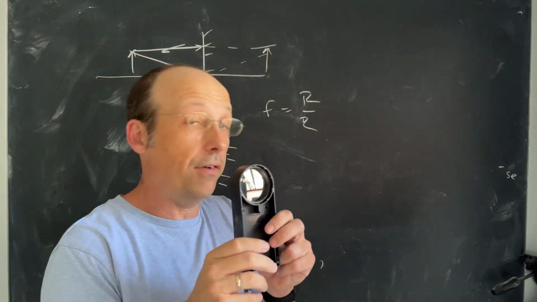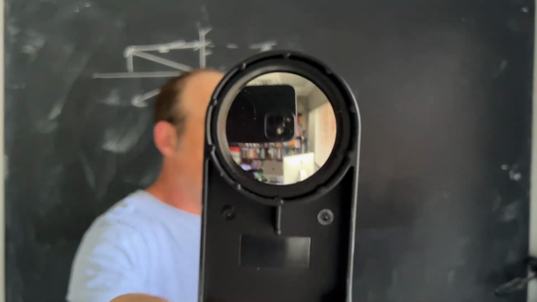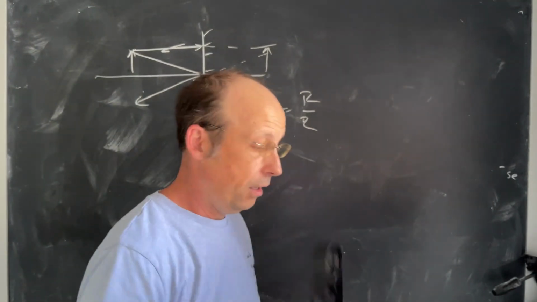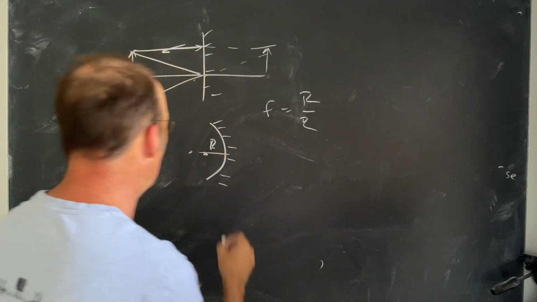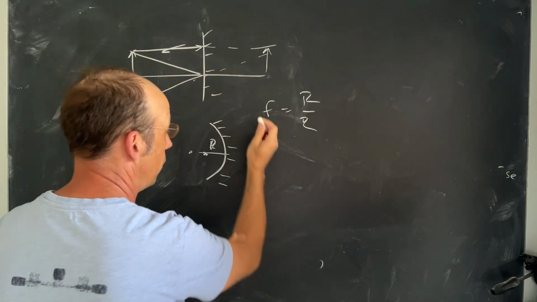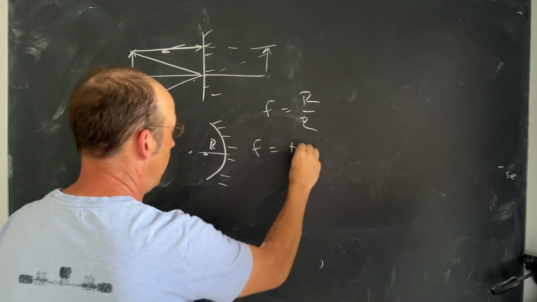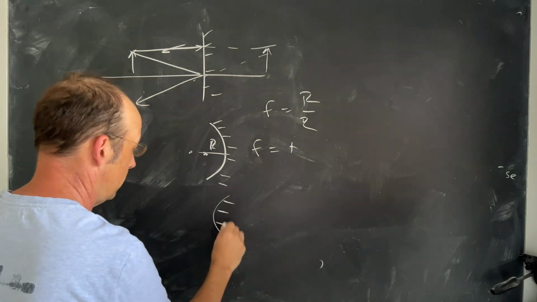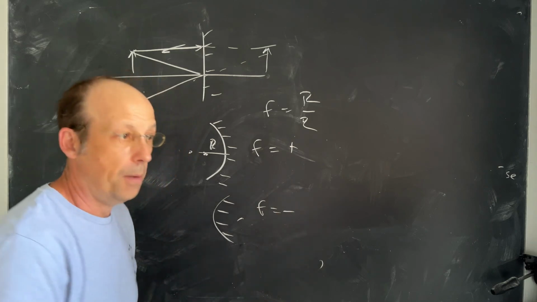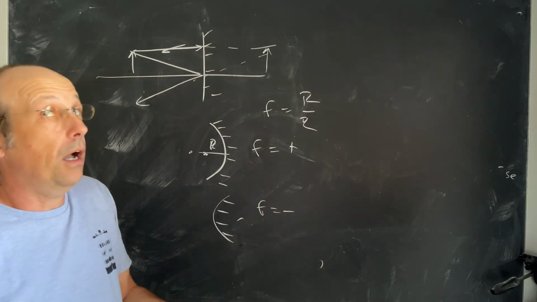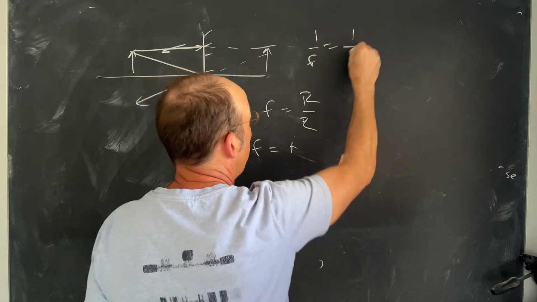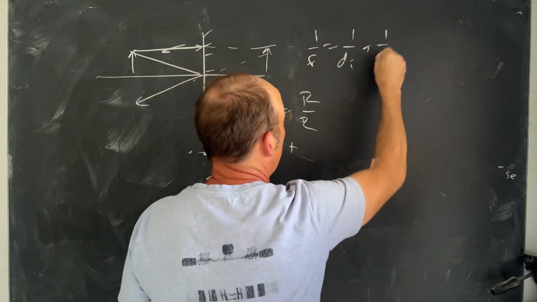On the other side, I can have a convex mirror, where you can see more of it, but it's never going to make a real image. So here, they both have a focal length of R over 2, but this is a positive focal length, f positive. This has a focal length right there, f equals negative. But then we can still use the same equation, 1 over f equals 1 over di plus 1 over do.